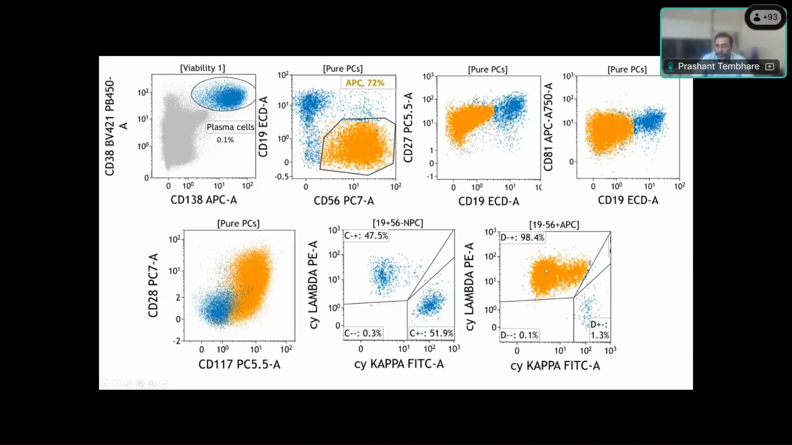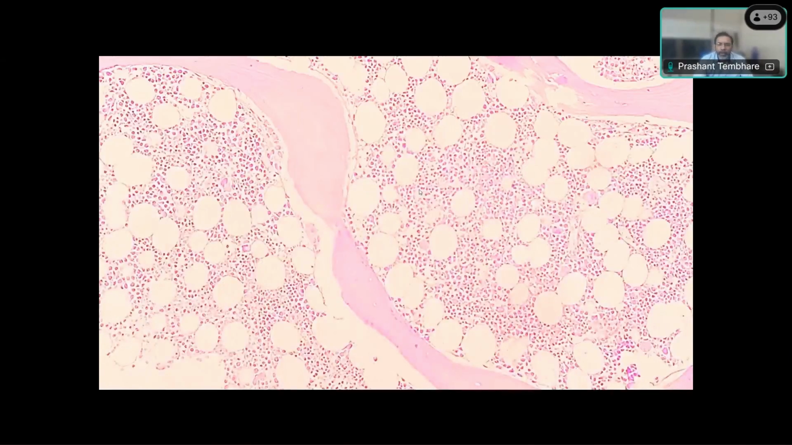You can see the ratio is 98 to 2, so the ratio is more than 45. And the normal plasma cells, the remaining 28% of plasma cells, were polyclonal. Okay, so that confirms there is a subset of plasma cells, approximately 70%, that are clonal and abnormal. The bone marrow biopsy was done. You can see it's a normocellular bone marrow biopsy. In this view, I don't think we can appreciate plasma cells. The plasma cell is there.